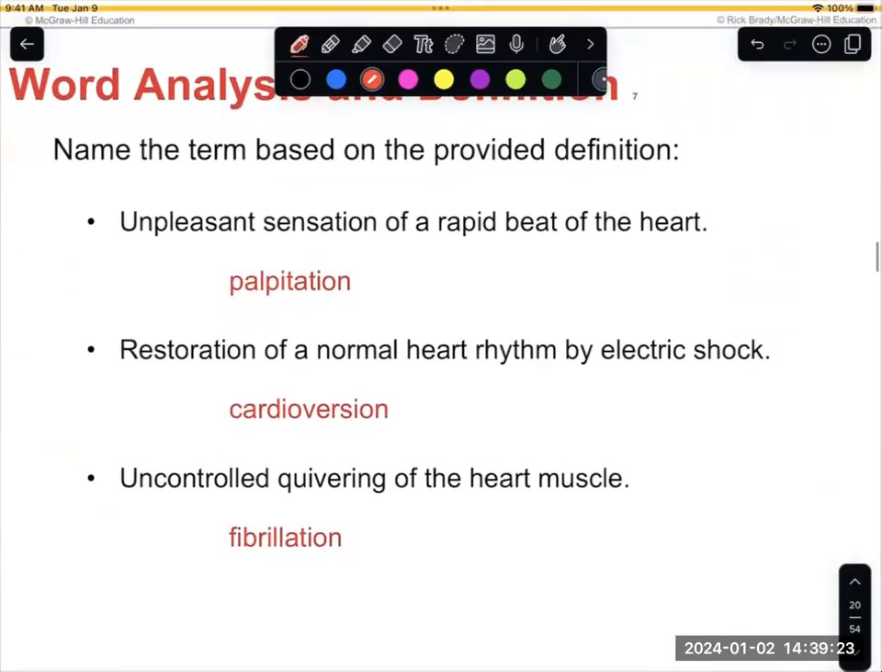An unpleasant sensation of a rapid beat of the heart is a palpitation. Restoration of a normal heart rhythm by electric shock is called cardioversion. Uncontrolled quivering of the heart muscle is fibrillation.